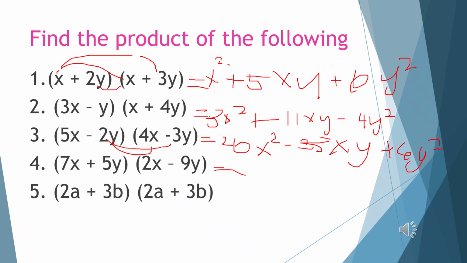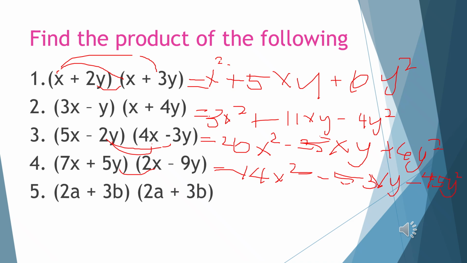7x times 2x, that's 14x squared. Of course, 14x squared. 7 times 9, that's 63, so negative 63xy. Then this one, 5 times 2 is 10. 63 plus 10 is 73. Then minus 5y times negative 9y, that's 45y squared.